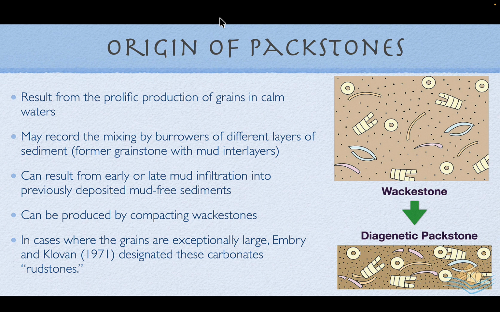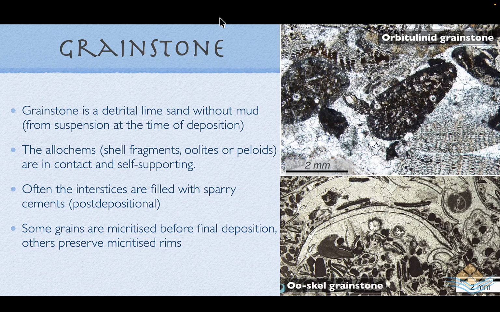If we have grains that are coarser than sand-sized in grain-to-grain contact, Embry and Klovan modified Dunham's classification to call that type of carbonate a rudstone. Then we have the grainstones, where we have clean sand-sized grains in grain-to-grain contact. So grainstones are detrital lime sand without mud at the time of deposition. Those grains, those allochems, can be shell fragments, ooids, peloids. The important thing is to call it a grainstone. They're in contact and they're self-supporting.